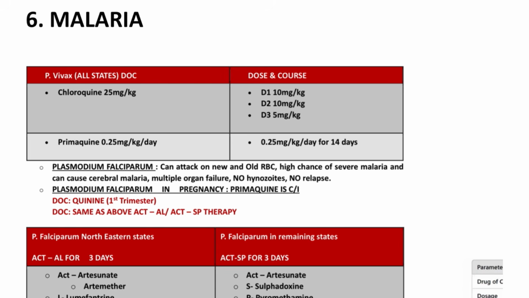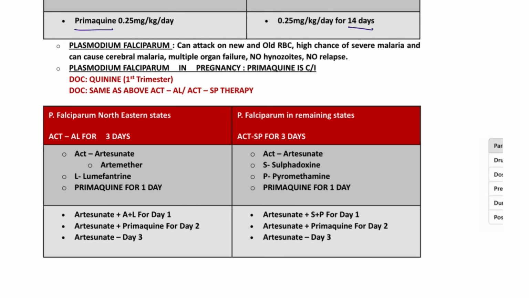First, the Vivax patients in all the states, you are going to give chloroquine regardless, northeastern, south, north, west, any area, you are going to give chloroquine for this patient, and primaquine for the prevention for 14 days for the Vivax patients. Plasmodium falciparum. For the northeastern areas, Meghalaya, Manipur, Assam, these regions you are going to give artesunate, artemether, lumefantrine and primaquine for 1 day. And for the remaining states like Tamil Nadu, Andhra Pradesh, Mumbai or Bangalore, all these patients you are going to give artesunate, sulfadoxine, pyrimethamine and primaquine.